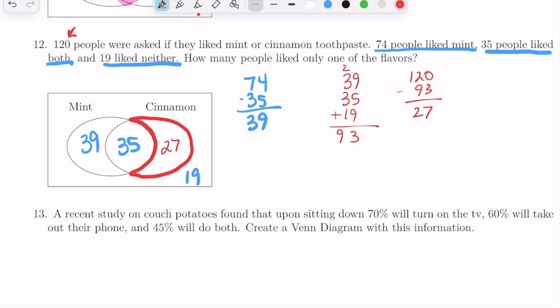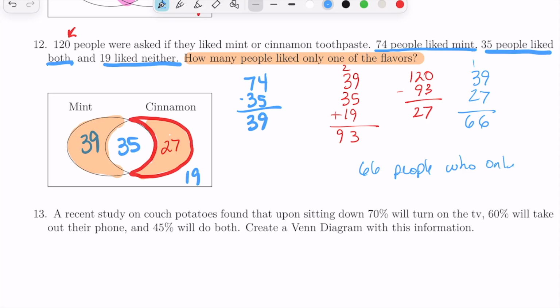Now I need to actually answer the question. The question says, how many people like only one of the flavors? Well, these 39 people here only like mint, and these 27 people here only like cinnamon. So if I add together 39 and 27, then that will get me 66. There are 66 people who only like one flavor.